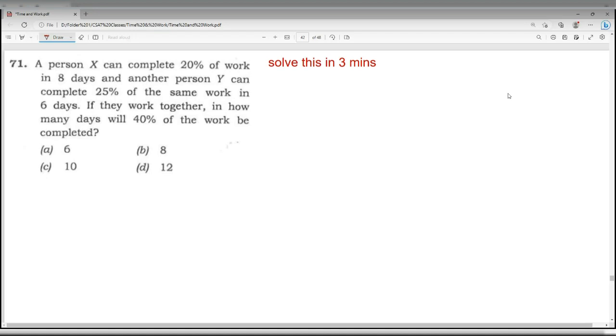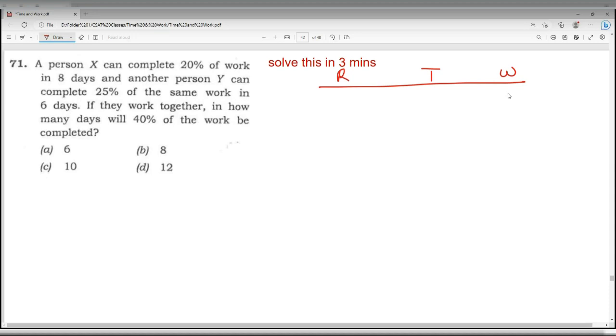What they're saying is a person X can complete 20% of the work in 8 days, and another person Y can complete 25% of the same work in 6 days. If they work together, in how many days will 40% of the work be completed? So just like normal teamwork, we'll set up the RTW chart here.